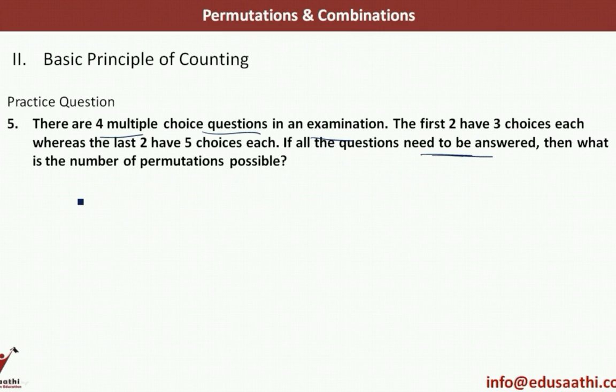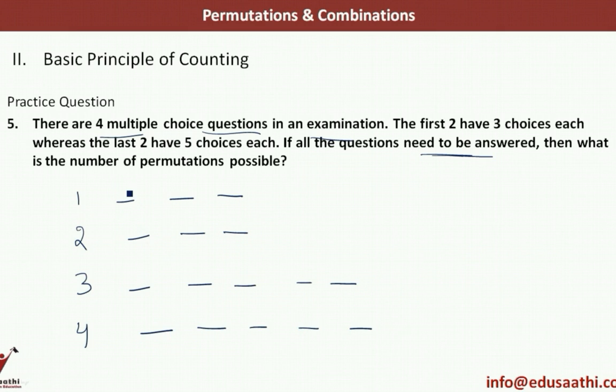Let's try solving this. So I have 4 multiple choice questions. I label them as 1, 2, 3 and 4. So for the first question, how many options do I have? I have 3 answer choices. So I make 3 dashes. For the second one also, I have 3 answer choices. So I make another 3 dashes here. For the last 2, I have 5 answer options each, for the third one and the fourth one.